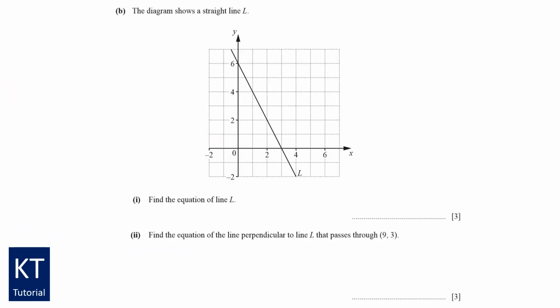Question 4b. The diagram shows a straight line L. Find the equation of line L. Equation is y equals minus 2x plus 6. Next, find the equation of the line perpendicular to line L that passes through (9, 3). Being a perpendicular line, this line would have a gradient of half. Therefore, it would carry the equation y equals half x plus c. By inserting the known coordinates of (9, 3) into its x and y for the equation, c can be determined as minus 3/2. With that, the required equation is y equals half x minus 3/2.